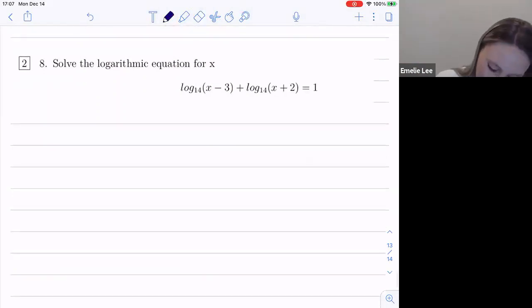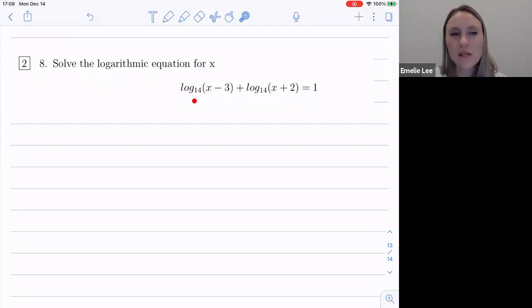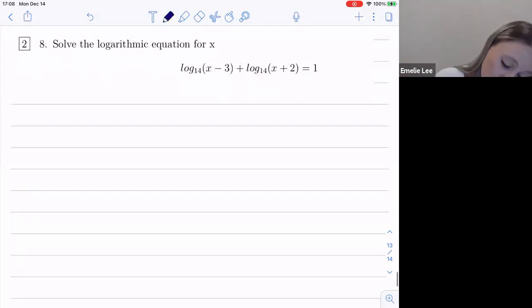All right. So we're going to have to solve this thing for x, but that means we also have to make sure that we're working in the same base, right, before we try to combine things. But then if we're working in the same base and we're adding, we actually just end up multiplying inside. And those are just the log laws that we know and love.